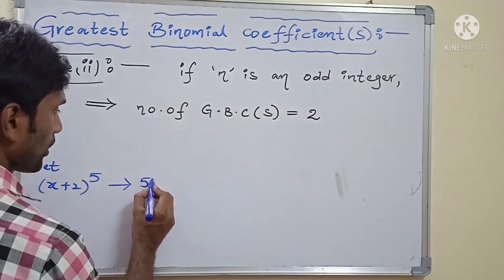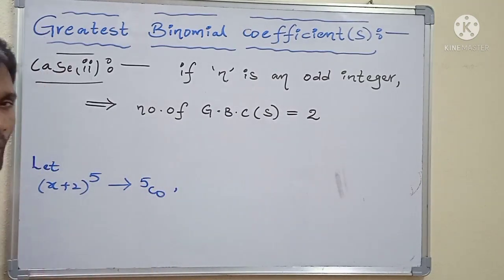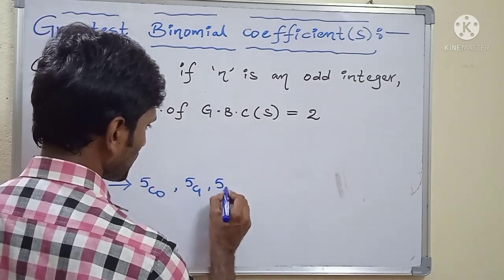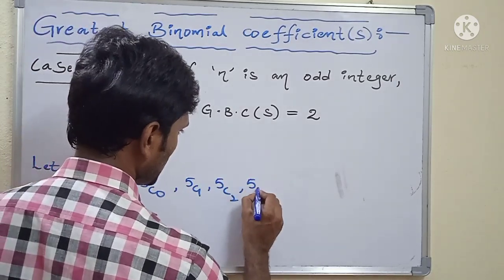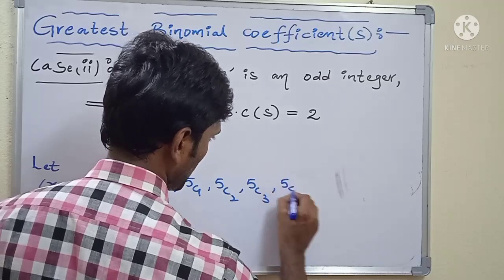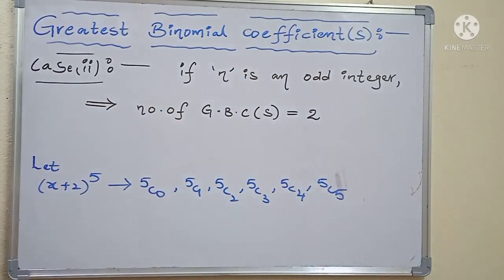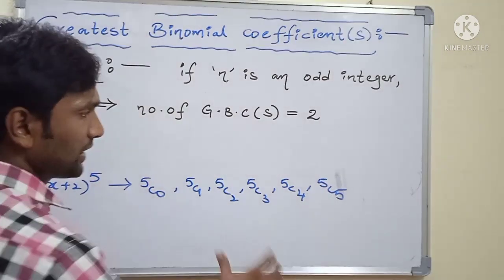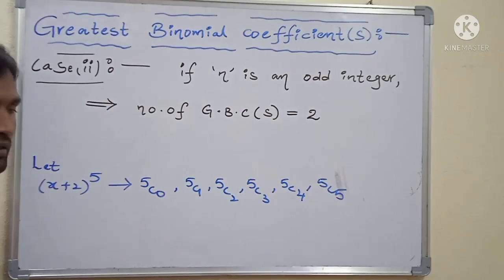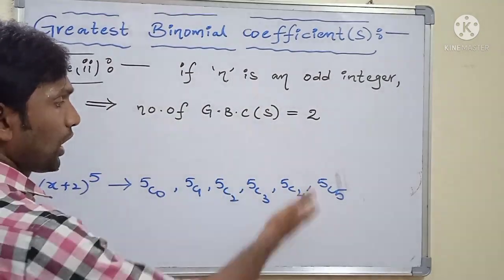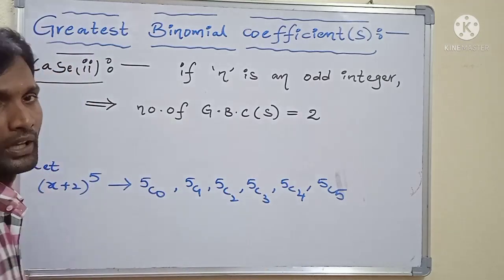Take the binomial coefficients only. First binomial coefficient 5C0, next one is 5C1, next one is 5C2, next one 5C3, next one 5C4, last one is 5C5. In the expansion of (x plus 2) whole to the power 5, these are the binomial coefficients. Now what is the greatest binomial coefficient out of the given binomial coefficients?